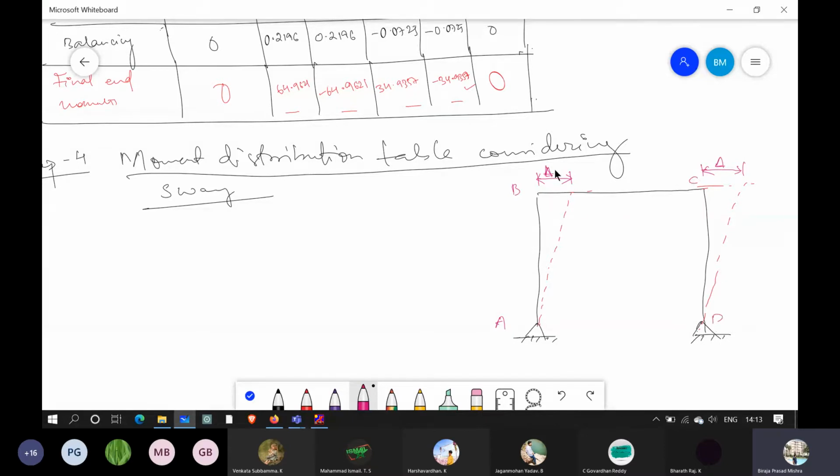Okay, now this delta is unknown. We don't know how much this delta value is, but in order to have this deflection, some moment needs to be there. This deflection happened due to some fixed end moments. Let us say this position is B dash, this position is C dash. Okay, and we already know that, let's write in this manner.